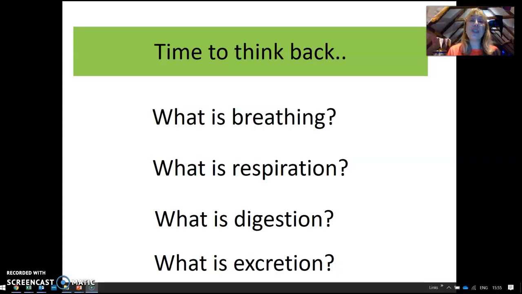And of course, excretion. Some people get excretion and pooing mixed up. Excretion is about getting rid of liquid waste. So it could be sweating. It could also be weeing, so urinating. So in your urine, there's a lot of waste that your body doesn't need. So make sure, as good biologists, you don't get that mixed up.